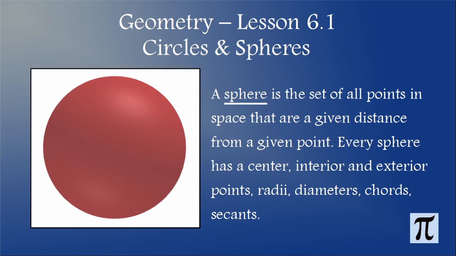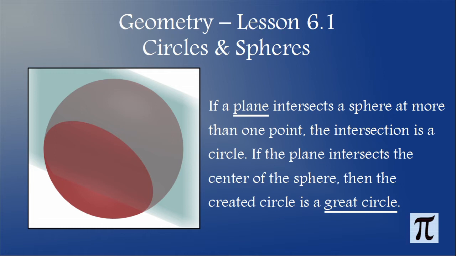Next, let's look at a sphere. A sphere is a set of all points in space, so 3 dimensions, that are a given distance from a given point. Every sphere has a center, interior and exterior points, radii, diameters, chords, secants, etc. Just like a circle. If a plane intersects a sphere at more than one point, like it does in the picture here, the intersection is a circle. If the plane intersects the center of the sphere, then the created circle is a great circle, which would also be the circumference of the sphere.